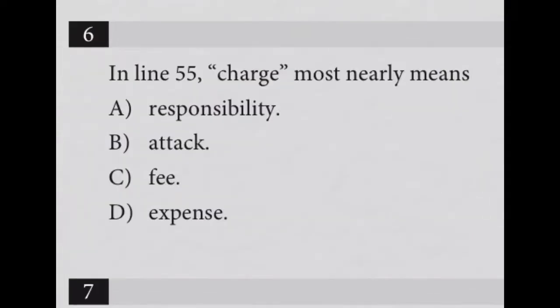Number 6. In line 55, charge most nearly means A, responsibility. The narrator explains that Mrs. Quabarl told Lady Carlotta about the nature of the charge when she gave Lady Carlotta details about the Quabarl children. Since Lady Carlotta is pretending to be a governess, the term charge refers to her responsibilities, or job duties, when caring for the Quabarl children.